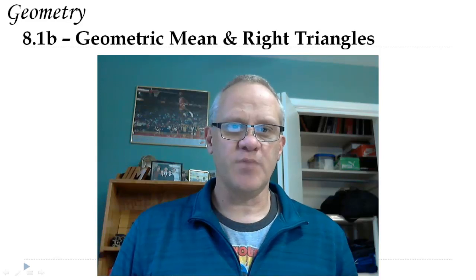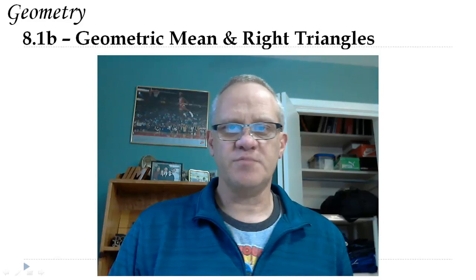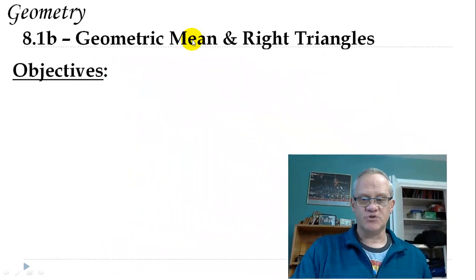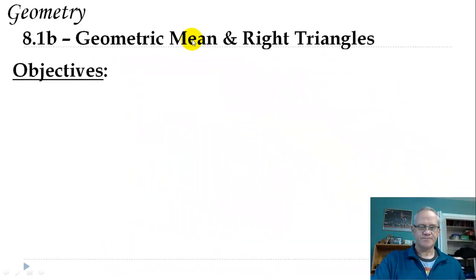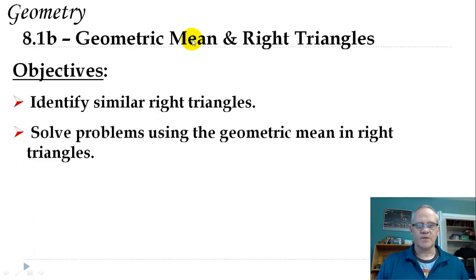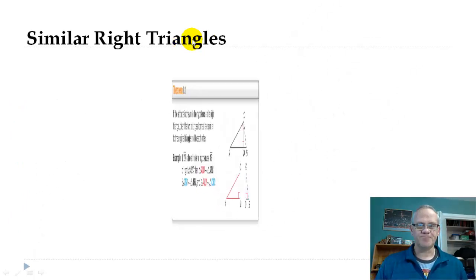We're still in section 8.1. This is the second part of that. In the last section, 8.1b, we talked a little bit about the geometric mean and simplifying radicals. So today we're going to go a little bit further with the geometric mean in a specific situation where we're dealing with right triangles. Our objectives are to identify similar right triangles, and then solve problems using the geometric mean in right triangles. So it's dealing with right triangles today.